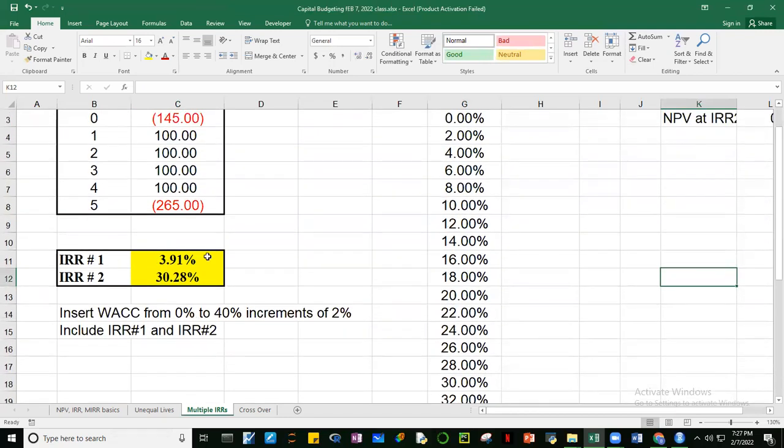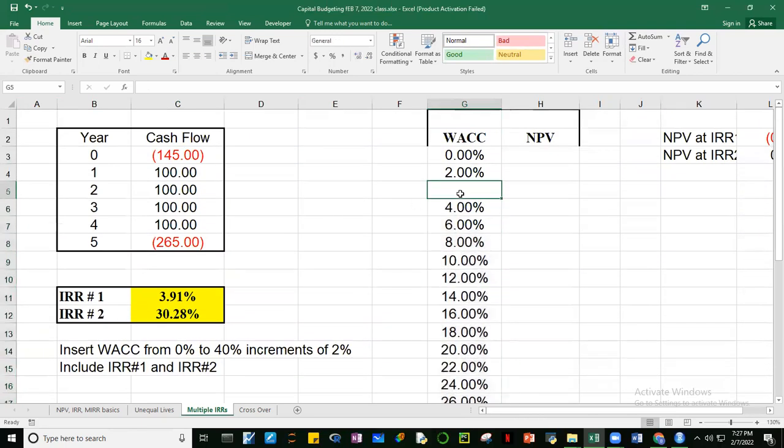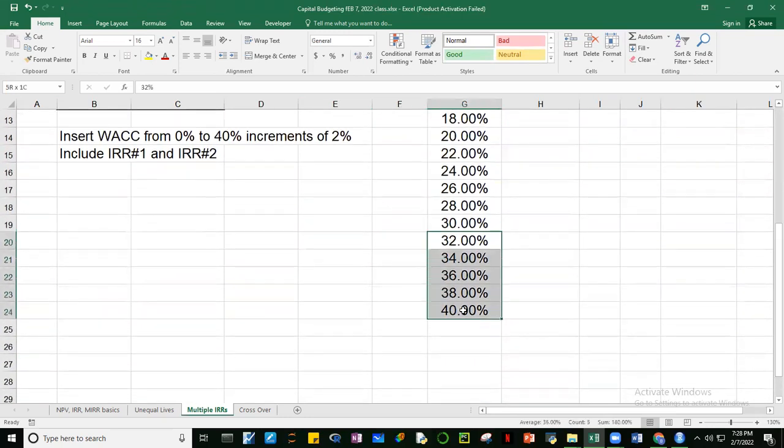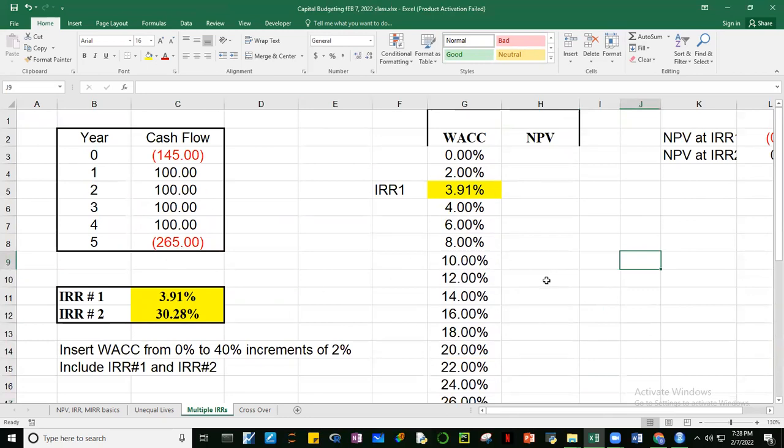And then what we're going to do is we're going to insert yung dalawang IRR natin. So 3.91 is between this one. Let me insert a column there. So this is equal to 3.91%. This is IRR1. And then the other one, 30.28, dito natin ilagay. So this is equal to 30.28. There. So this is your IRR2. Okay. So ang gagawin natin guys, ipa-plot natin yung NPV profile natin.